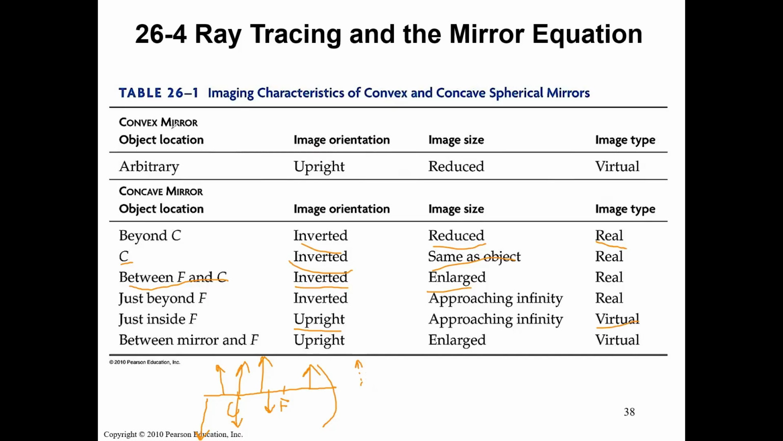So a convex mirror always makes a virtual image, always reduced in size, always upright. But the concave mirror can make either a real image or a virtual image, depending on where you put your object.